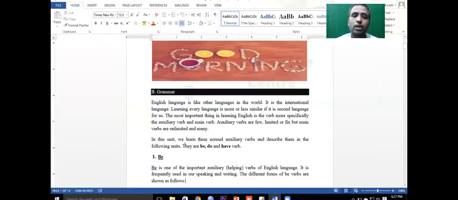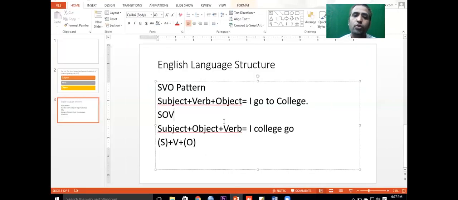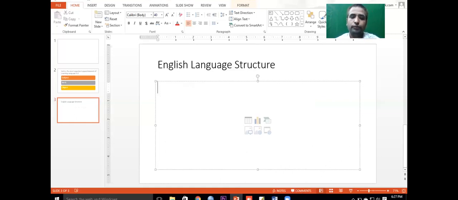Okay. So in this unit, we mainly practice be, do, and have verbs. So be, do, and have. Why did I choose these three normal auxiliary verbs? Because they are more frequent and they can be used frequently. If we learn them properly, there will not be many mistakes. If we speak for 4 to 5 minutes, or if we write 1 to 2 pages, then we will repeat these verbs time and again. So they are more frequent in comparison to other verbs also.